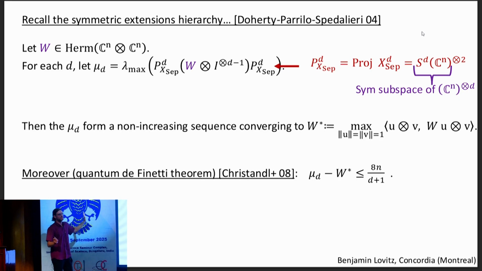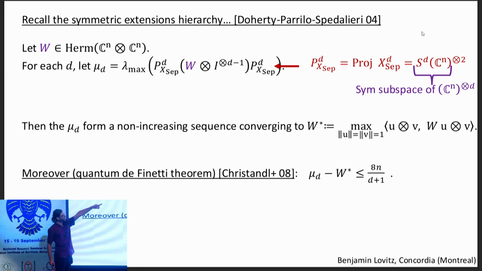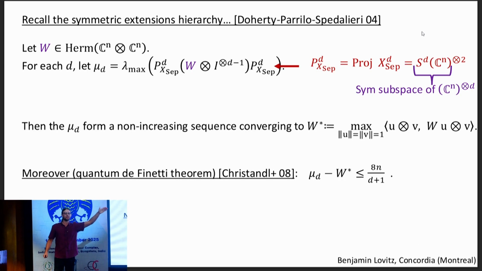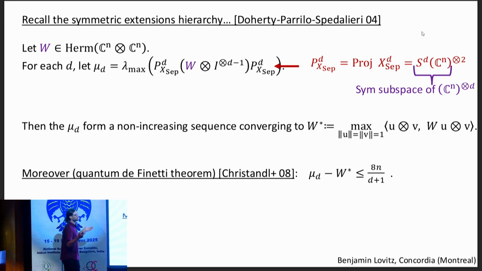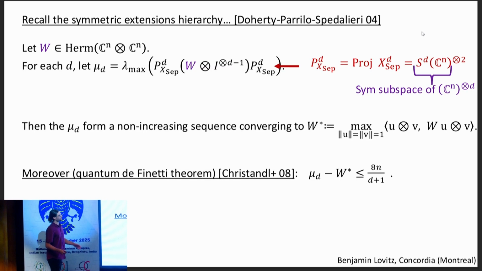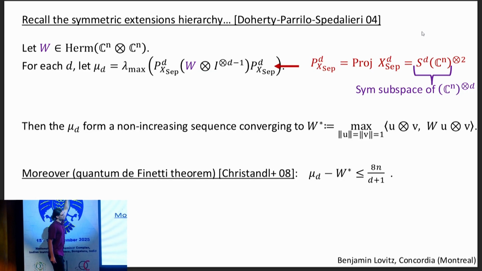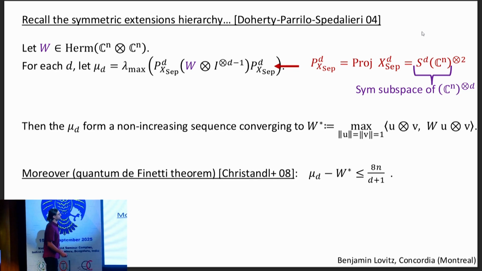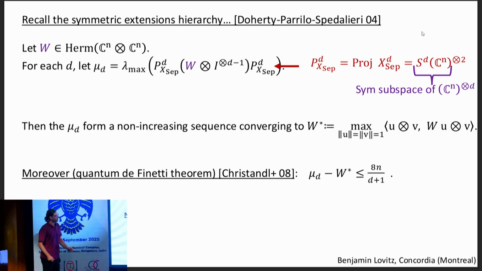Let's focus on the case little d equals 1. When little d equals 1, all these things go away. You're just computing the maximum eigenvalue of W, which is of course an upper bound on the maximum inner product of W with all product vectors, because of the variational characterization of the maximum eigenvalue. So mu1 is an upper bound on W star. And it turns out that these mu d's form a non-increasing sequence. They converge down to W star. This gives you a hierarchy of eigencomputations that approximate W star arbitrarily well.